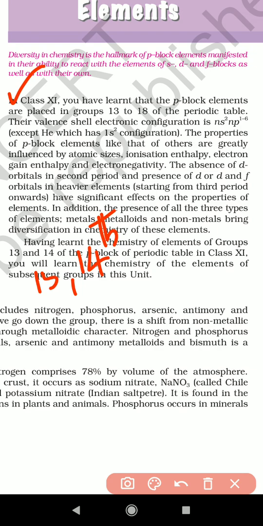Now we are going to study group 15 onwards: groups 15, 16, 17 and 18. For these 4 groups of elements, we will learn the compounds, preparation methods, structures and the uses they exhibit. These things we are going to learn in this chapter.